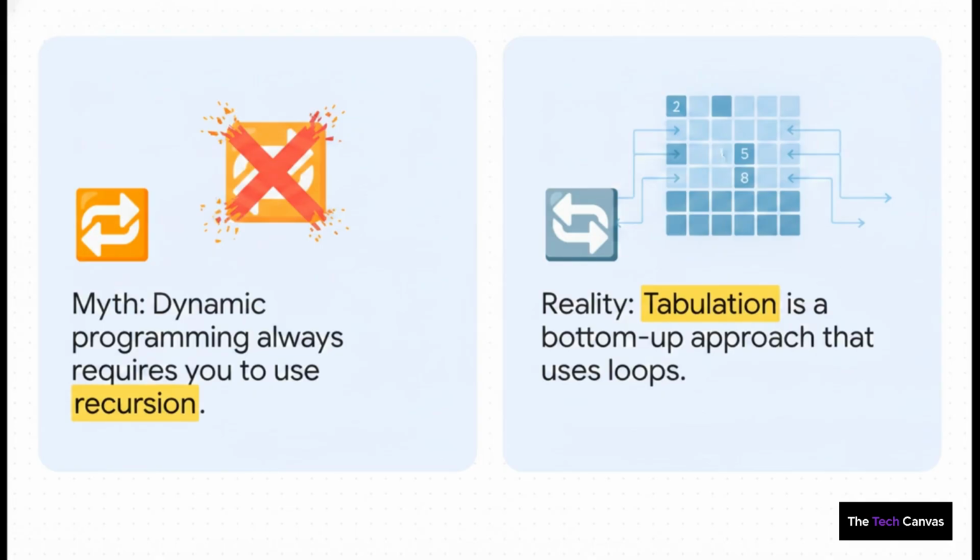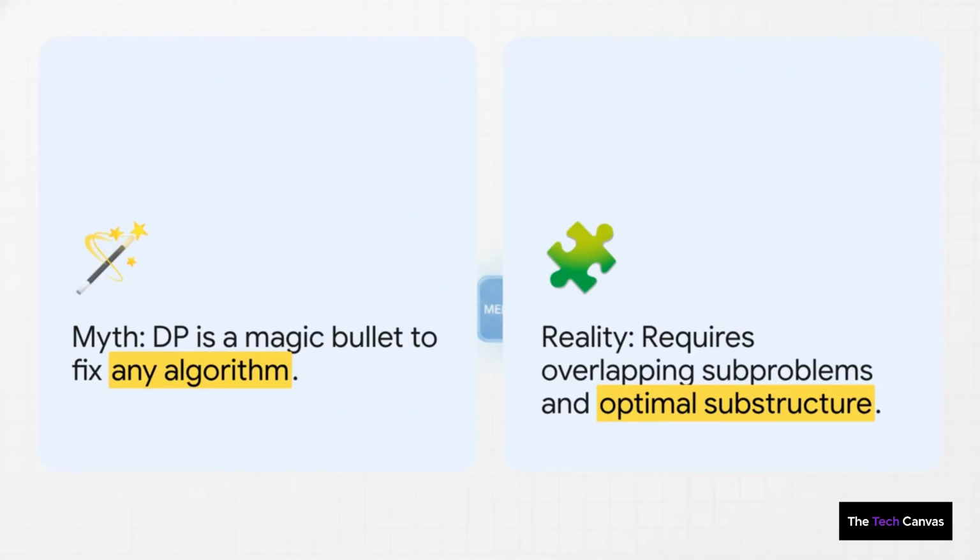No recursion required. And the third big myth is that DP is some kind of magic bullet that can fix any slow algorithm. Time for a reality check. DP only works if the problem has those 2 specific traits we discussed earlier, overlapping subproblems and optimal substructure. If you're looking at something like merge sort, which uses a non-overlapping divide and conquer tactic, the subproblems don't overlap. You're sorting completely different halves of an array, so there is literally no reason to cache the answers. Basically, DP is a precision tool, it's not a universal hammer.